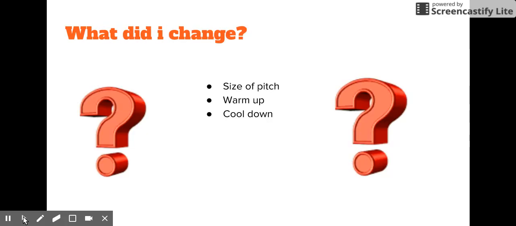So I changed 3 things within my session. So the first one was the size of the pitch. I was meant to be making them jog round a rugby size pitch, but I changed that to a kind of a square, which I measured out with my feet to make it a little bit smaller because it can get quite tedious running around a pitch.